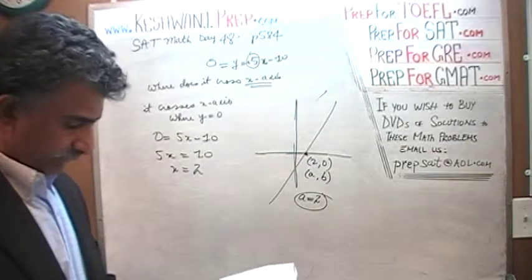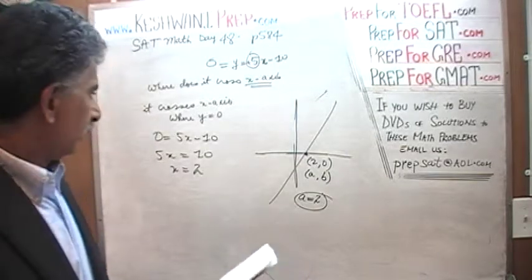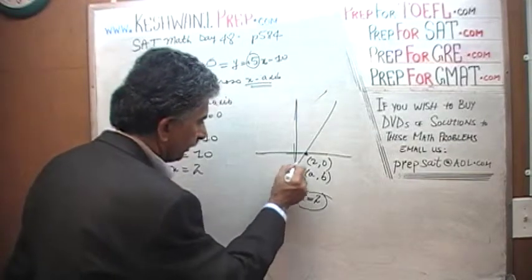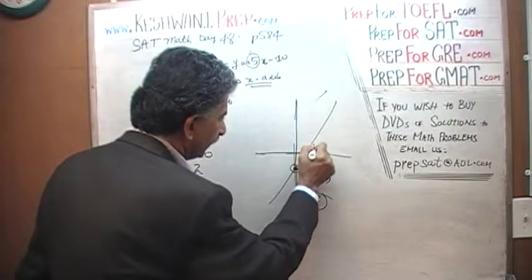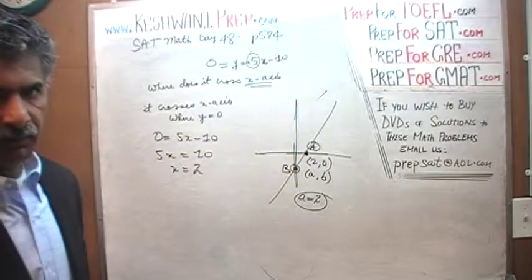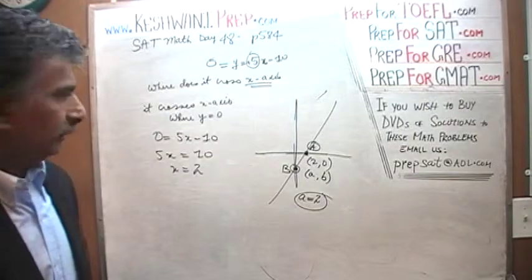Let's do the next one, shall we? Now, if you're curious, where does it cross the y-axis? Can you give me the coordinates of this point? Let's call this point A. So this is our point A. Can you give me the coordinates of point B? The question is not asking for it, but we're just going to do it anyway.